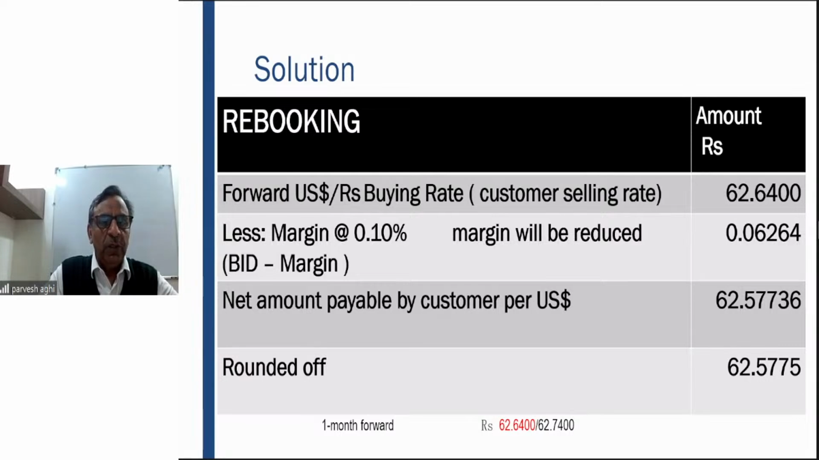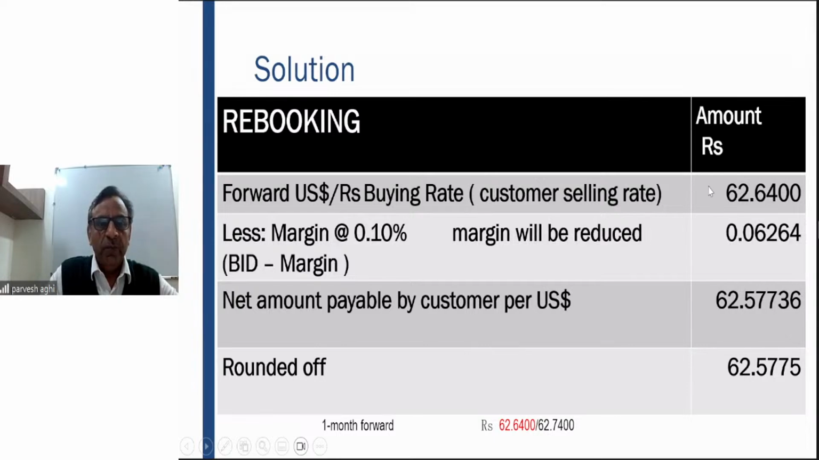So the forward US rate is given as 62.640. Now he wants to sell. If you can see at the bottom, the rate is 62.64. So he's one month forward, he's going to sell his dollars. So margin will be reduced, less margin, 0.6264. So the net amount payable by the customer would be 62.57.